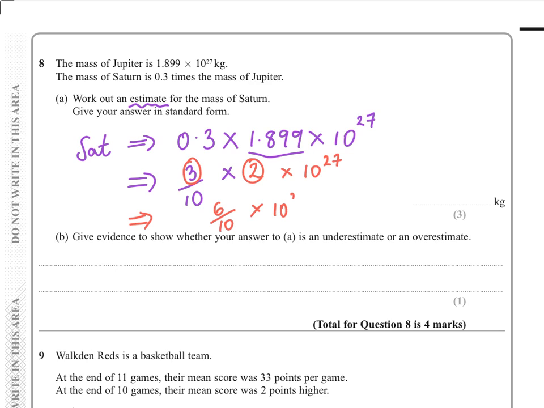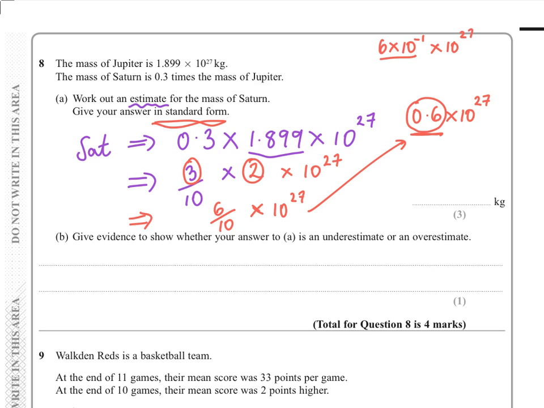6/10 times 10 to the 27. And we know what 6/10 is. 6/10 is 0.6 times 10 to the 27. And you know it's got to be in standard form, and you should be okay with your standard form. 0.6 is 6 divided by 10, i.e. 6 times 10 to the minus 1, because don't forget, something to the minus 1 is 1 over that value. So we've got 6 times 10 to the minus 1, which is 0.6, times the 10 to the 27. Then using our rules of indices, minus 1 and 27 gives us 6 times 10 to the 26. So that would be my answer.